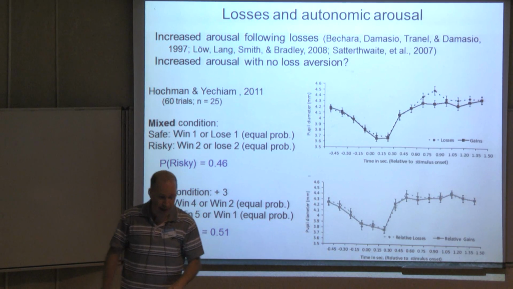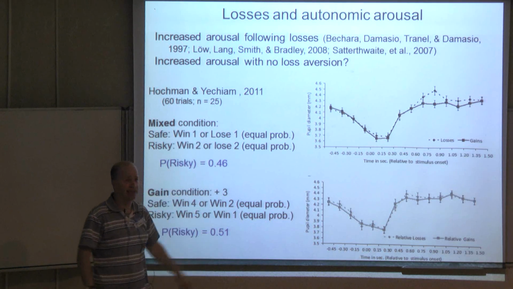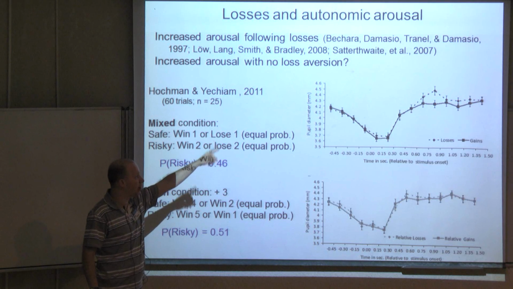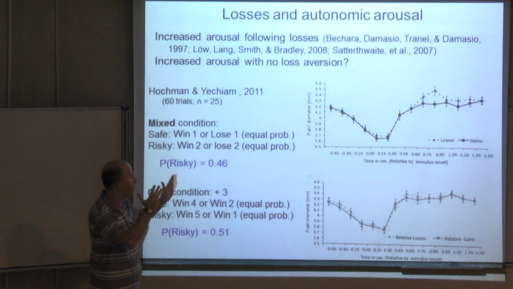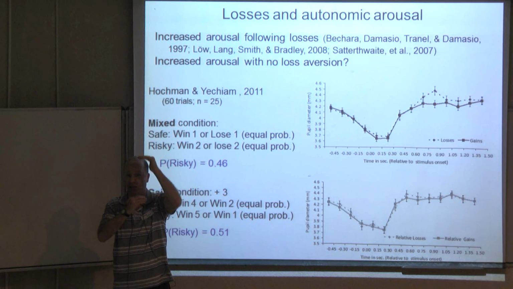And this is our pupil diameter result. What you can see, on the y-axis is the size of the pupil. On the x-axis is time. And the dotted line is losses. The non-dotted line is gains. So you could see that about half a second to a second after the losses, the pupil gets a little bit larger compared to gains.